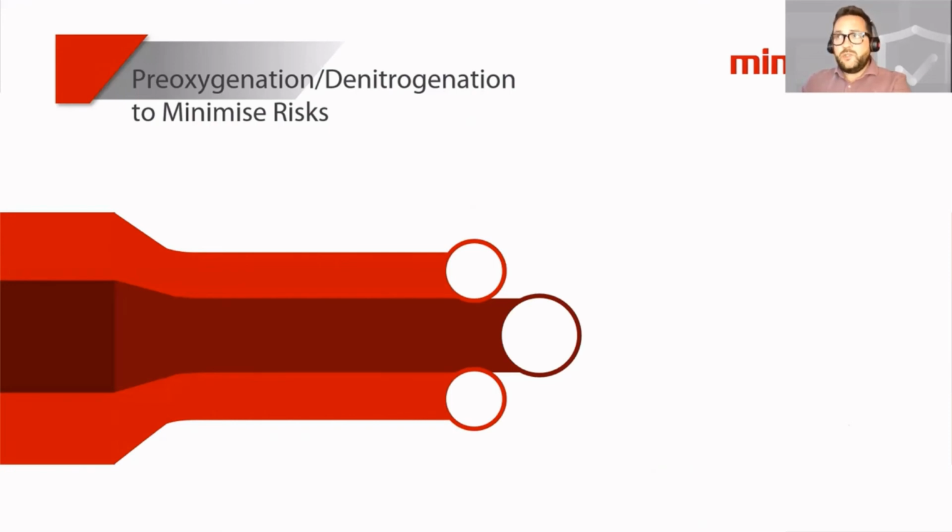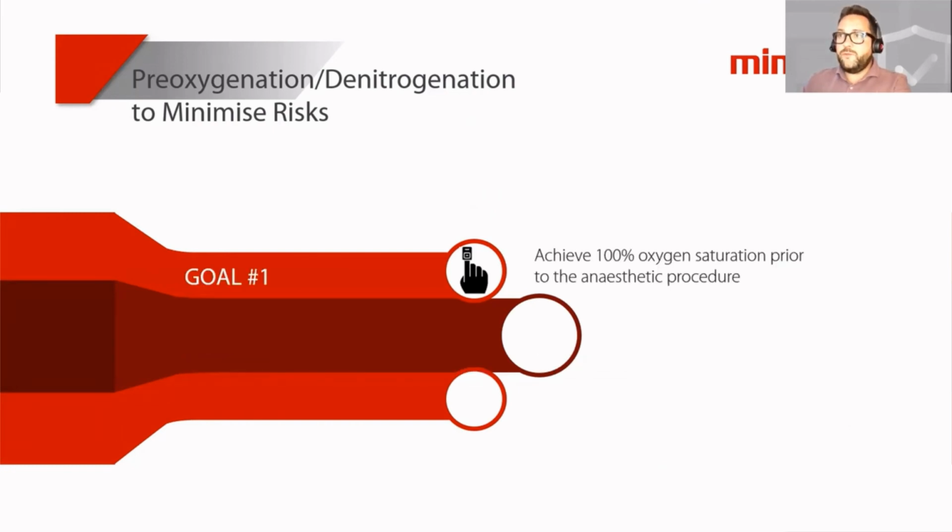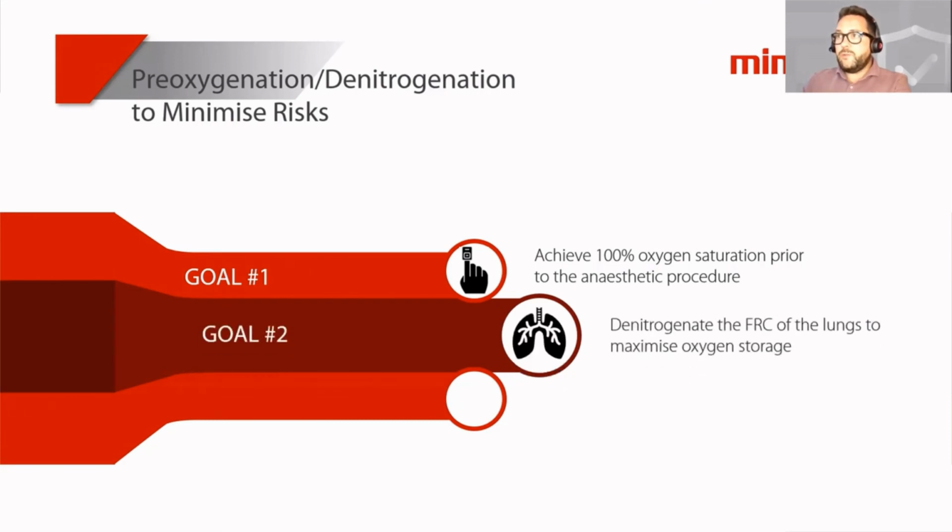The most common technique to guide and achieve an efficient pre-oxygenation is to deliver 100% oxygen for 3 minutes using a standard breathing system to obtain an expired oxygen fraction above 90%, as stated before. So we can say that the 3 main goals of pre-oxygenation and denitrogenation are: achieve 100% oxygen saturation before the anesthetic procedure, and denitrogenate the functional residual capacity of the lungs to maximize oxygen storage, to maximally oxygenate the bloodstream.